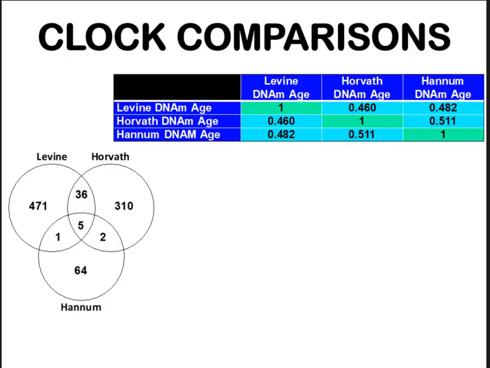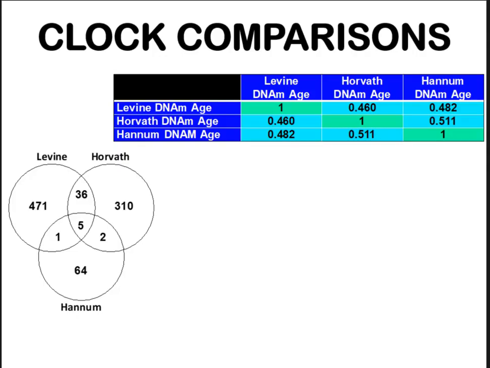So this is the correlations after you adjust out chronological age between the clocks. They're only correlated about 0.4 to 0.5, which means they're really capturing different things. We don't know if the lack of overlap is error or if it's actually true biology.